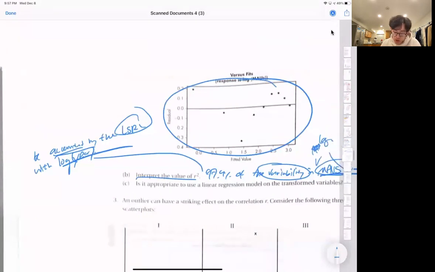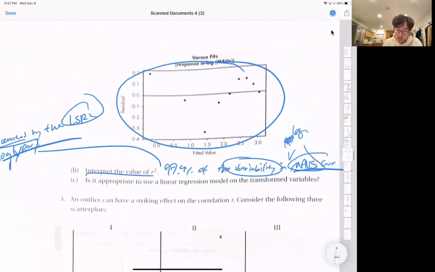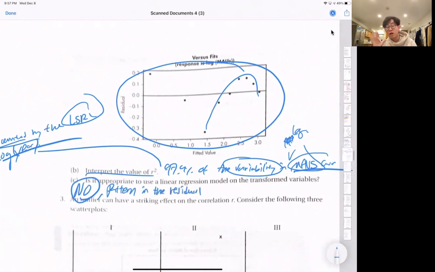Is it appropriate to use a linear regression model? No, because there's a definitive pattern. There's straight up no pattern in the residual. So whenever we see a residual plot that has a pattern, we don't want to use a linear model. We just say, okay, no, there's a pattern in the residual. So the least squares regression line is appropriate. The linear regression model to transform, it's still not good enough because there's a pattern.